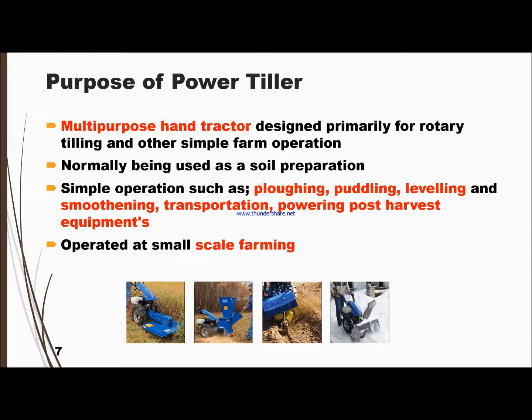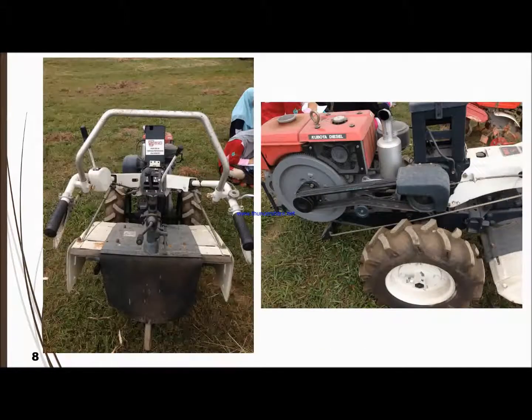Some of the farmers also use it for transportation, and for powering post-harvest equipment such as harvesting machines and sorting machines, as well as irrigation. Normally, like I said, this is small-scale farming, so the horsepower is between 10 to 15 horsepower. You might want to estimate the cost at about Ringgit Malaysia 1,000 per horsepower.